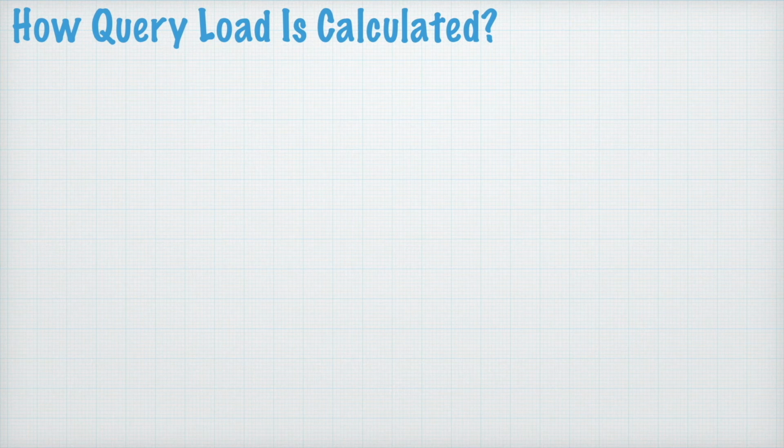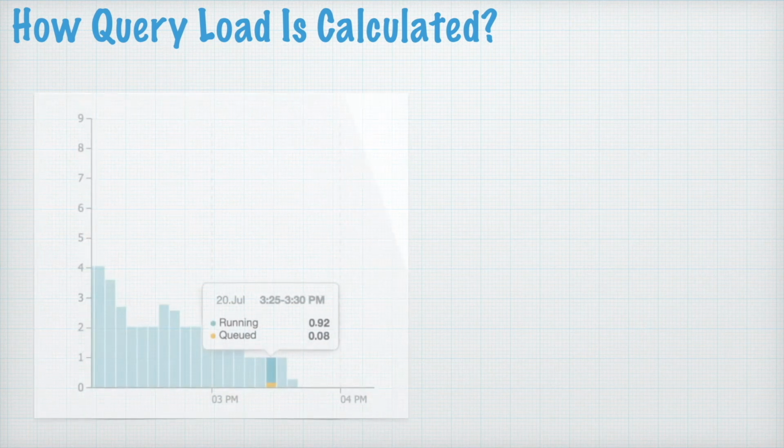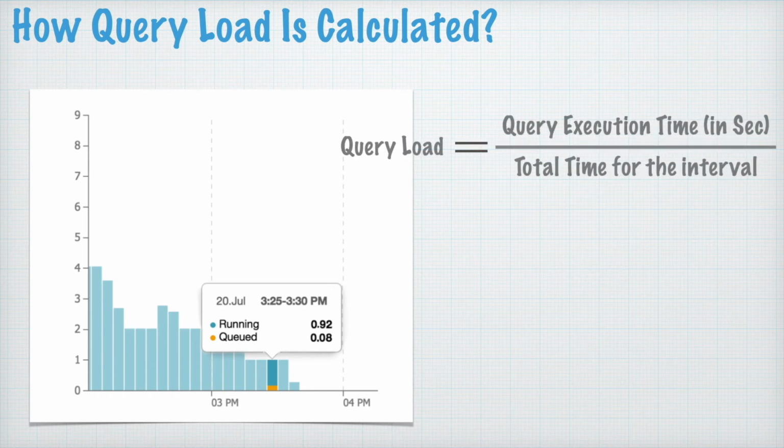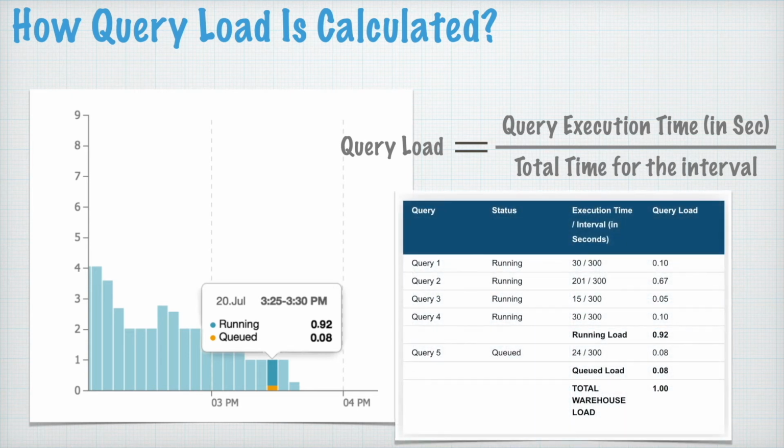Let's quickly understand how query load is calculated using a very simple example. Query load is calculated by dividing the execution time in seconds of all queries in an interval by the total time in seconds for the interval. In this example, the duration is 5 minutes, which means 300 seconds. There are a total of 5 queries running, and they are all running for a given 5 minute, or 300 second, window.